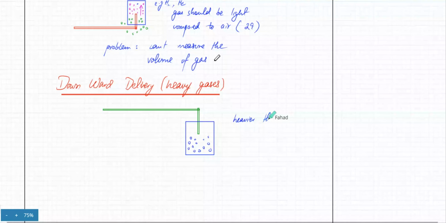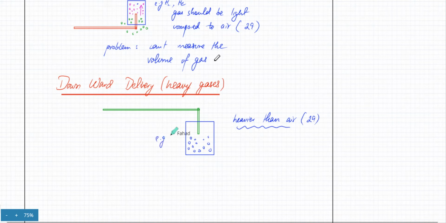So they have to be heavier than air, which is 29. For example, carbon dioxide is very suited. Carbon dioxide is often collected this way. You can fill beakers with carbon dioxide. The carbon dioxide would not come out because it's a heavy gas. It will be stuck at the bottom. Okay, so this is downward delivery.